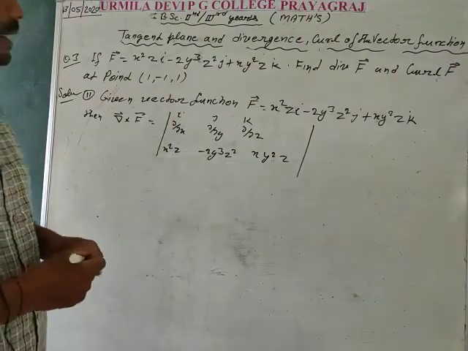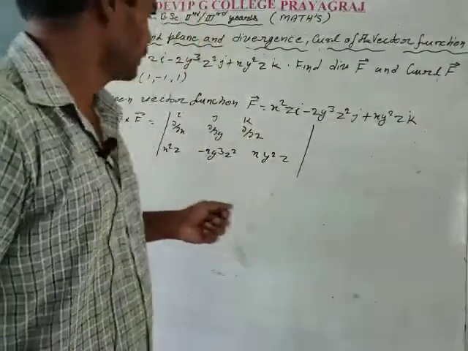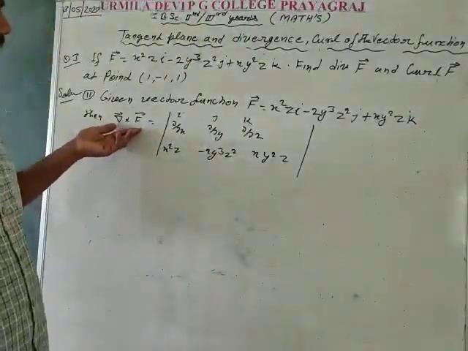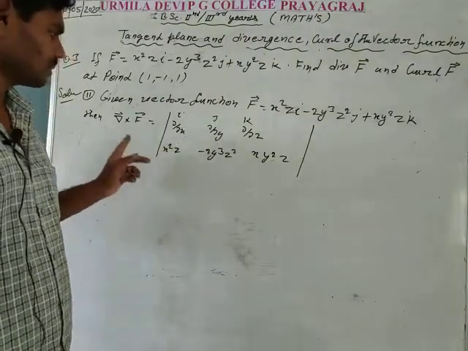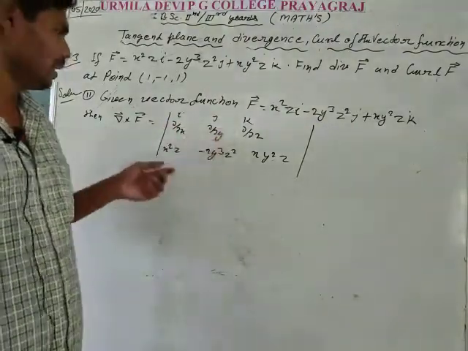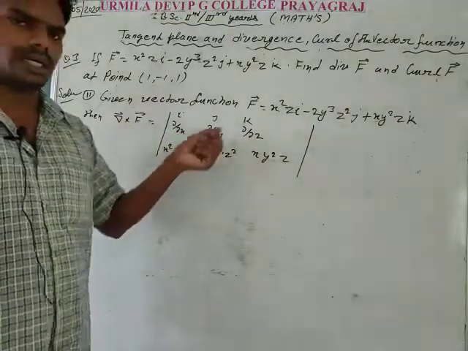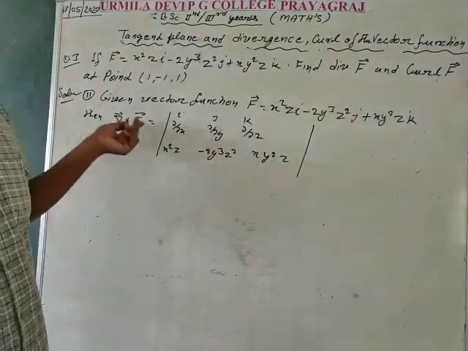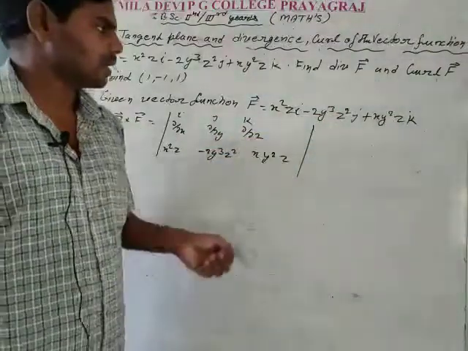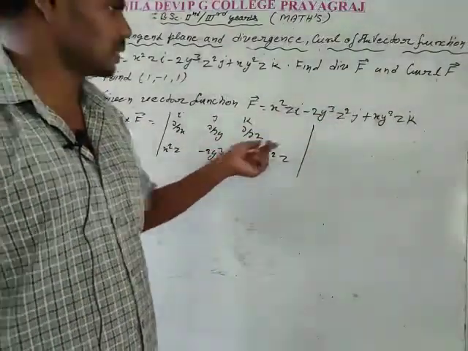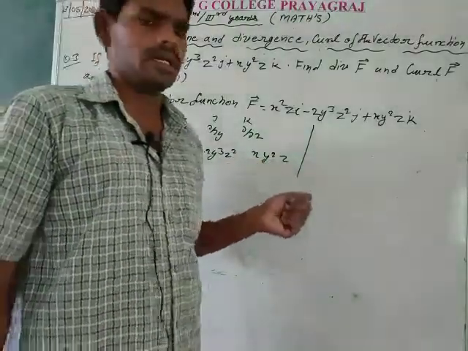Students, the second question is to find the curl of vector F. The curl of vector F is found here by the method of determinant. In the determinant method, we take i, j, k and the coefficients del by del x, del by del y, del by del z, and the coefficient of i in the function f is x square z, the coefficient of j is minus 2y cube z square, and the coefficient of k is x y square z.